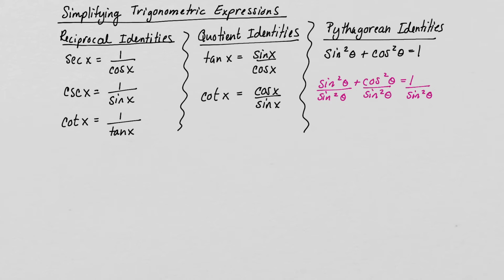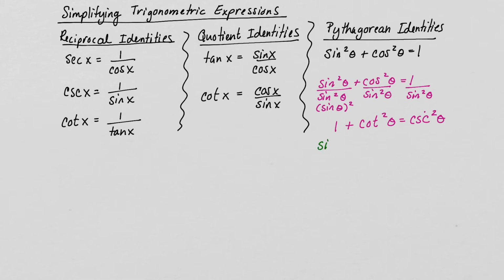And remember that sine squared, when we put the little 2 up here, that really means the sine of theta, that whole entire quantity squared. So sine squared theta over sine squared theta is 1. Cosine over sine is cotangent, so this is cotangent squared theta. And 1 over sine squared theta is cosecant squared theta. So that's the second Pythagorean identity.